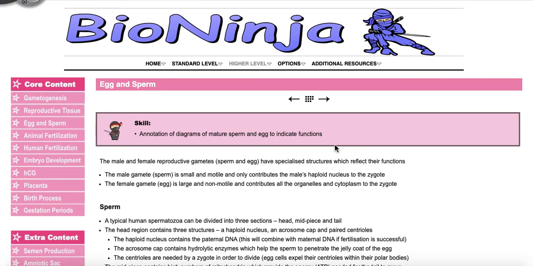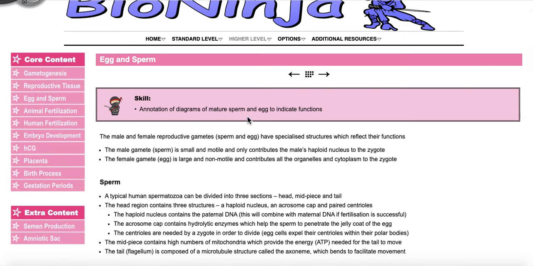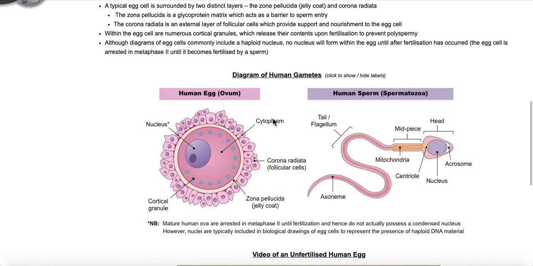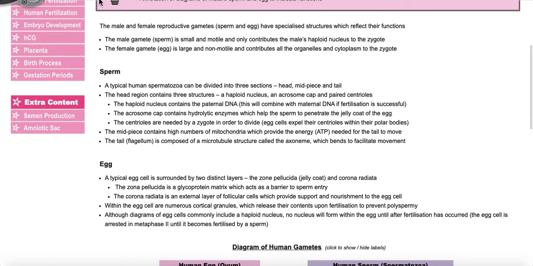Hello, IB Bio students. Today we continue with 11.4 and we are looking at the structure of the egg and sperm. This is a skill where you're going to have to be able to annotate a diagram of a mature sperm and egg. You might be given something like this without the labels, and you will have to include the labels of the structures that you're looking at and also include an annotation, meaning what is that particular structure responsible for.